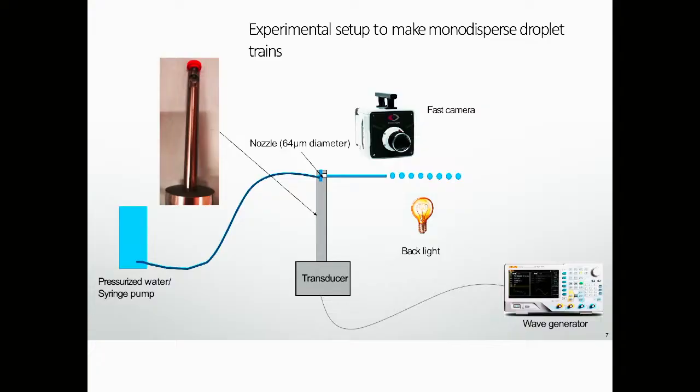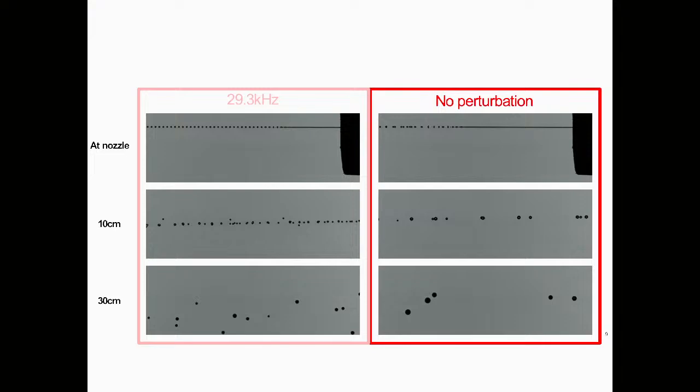We have a fast camera, we have a backlight, and then we can do another neat trick, which is, if you know what the Rayleigh frequency is, you can try and excite the nozzle at the Rayleigh frequency, which we do here with the transducer. And if we do, we get an extremely nice monodispersed droplet train without any satellite droplets. Yeah? So here you see a very nice droplet train, perfectly monodispersed droplets of the size that we decide they should be by choosing the size of the nozzle.